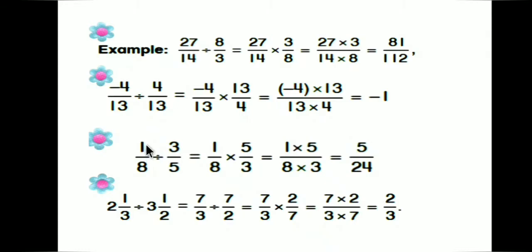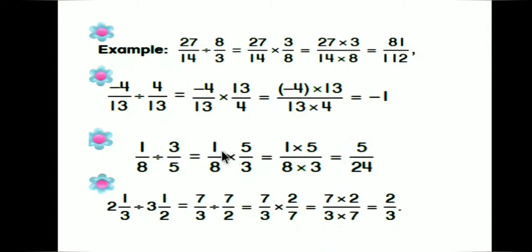Suppose we have to divide 1 upon 8 by 3 upon 5. We will write the first rational number as it is, 1 upon 8, into the reciprocal of the second rational number. 3 upon 5 is the rational number, and we will write its reciprocal, 5 upon 3.